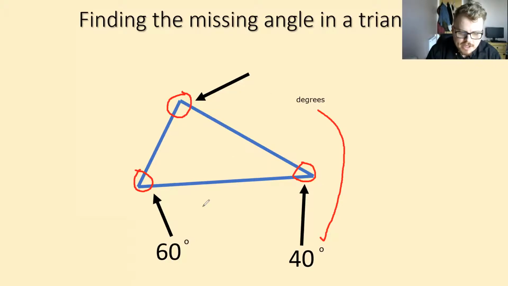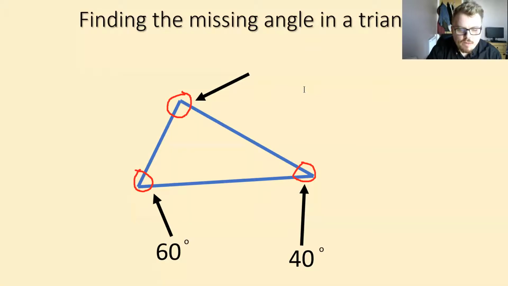You can see that I already have two values calculated. This bottom left angle is 60 degrees, and this bottom right angle is 40 degrees. So without using any mathematical tools, how do I calculate this missing angle? This one hasn't been done. The way we do this is very, very straightforward.